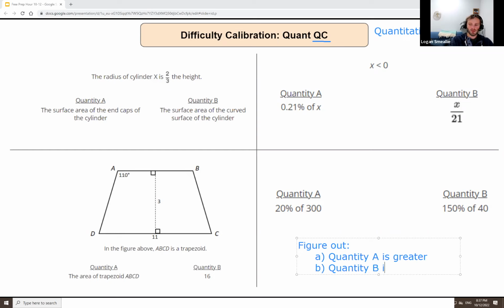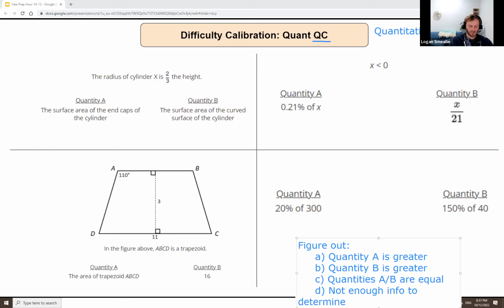It's possible, answer choice C for all of these, quantities A and B are equal. And it's possible, D, that there's not enough info to determine. The exact phrasing is different than what I just wrote, but basically it's not enough information.